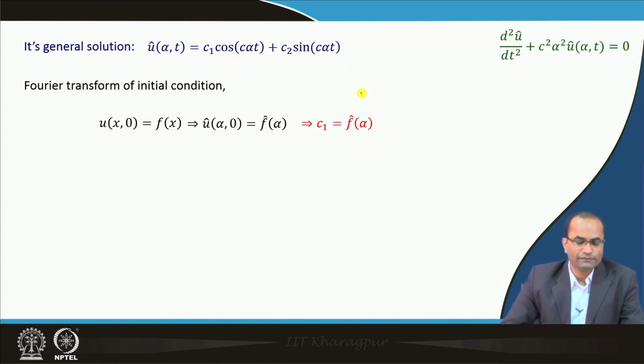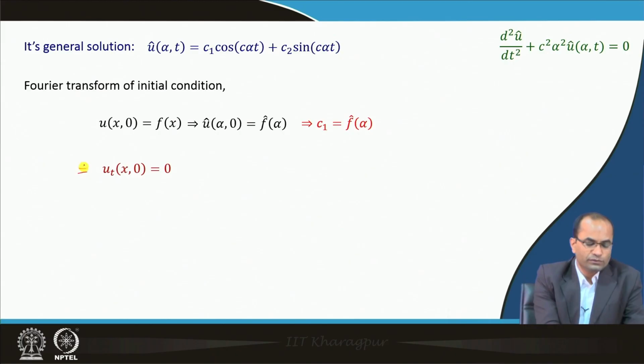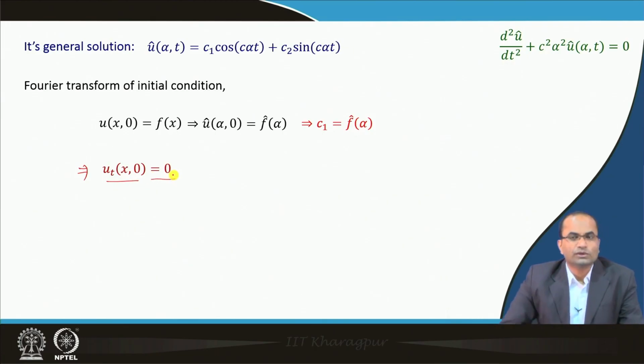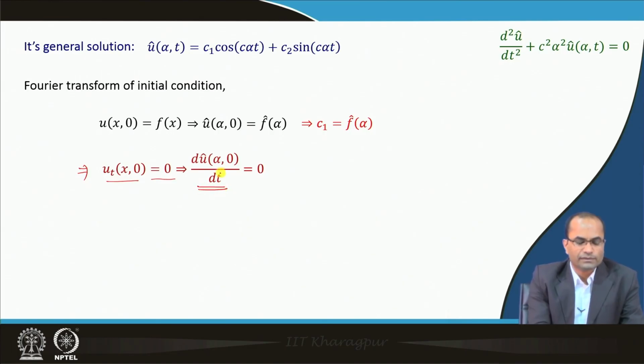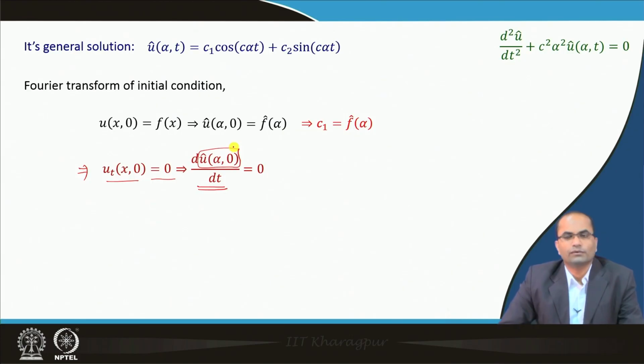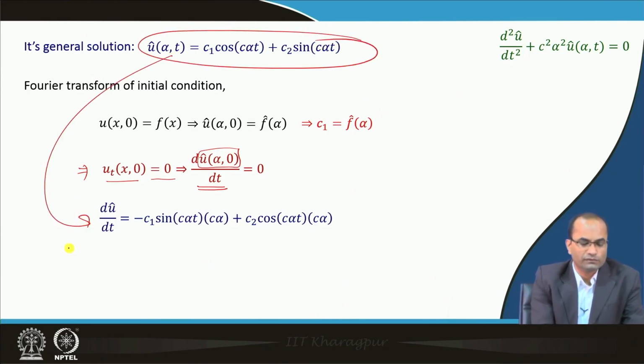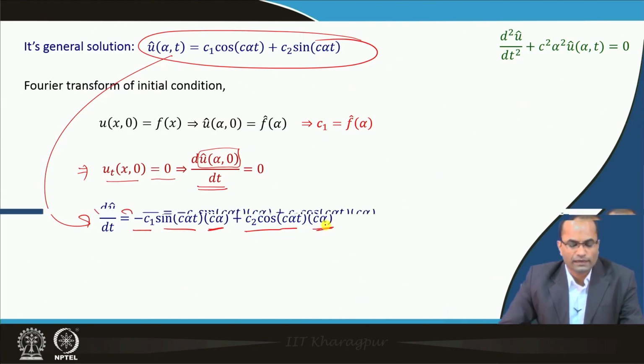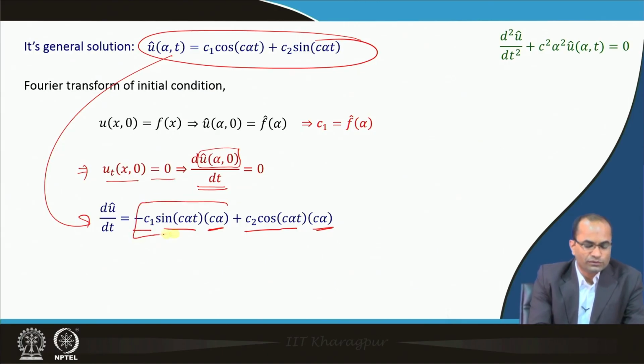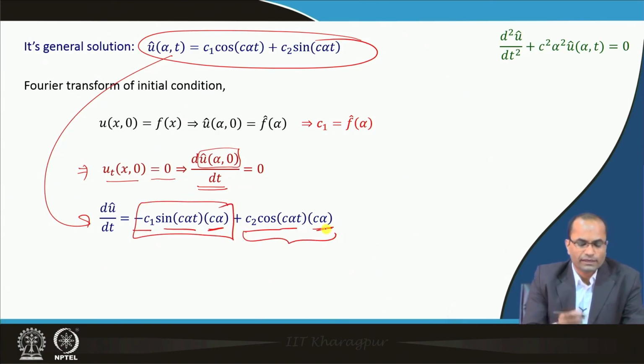So, having c1, we now get c2 using the second initial condition, u_t(x, 0) equal to 0. Here also we apply the Fourier transform, and we get the derivative with respect to t of the Fourier transform u hat(alpha) at 0. So, we first differentiate the given solution with respect to t. We will get minus c1 sin, and then c alpha will come. Similarly, for the second term we will have c2 cos, and the c alpha term will appear. Then when we put t equal to 0, the first term will become 0 and we will get the result from the second one.